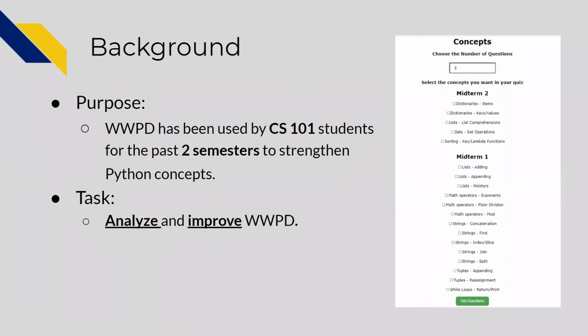So a little bit of background on the WWPD application. WWPD is a web-based application that allows CS 101 students to strengthen their Python concept knowledge by giving them Python quizzes that they can then get immediate feedback on. This project was originally a database project created by a different Duke student, and our task for this summer was to analyze and improve the WWPD application for a better user experience for future users.